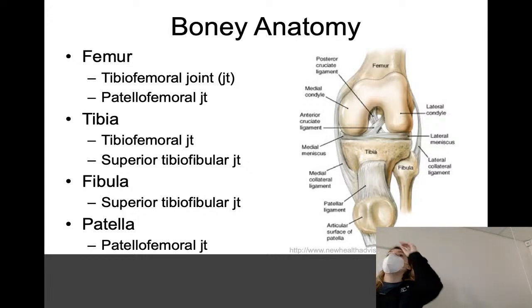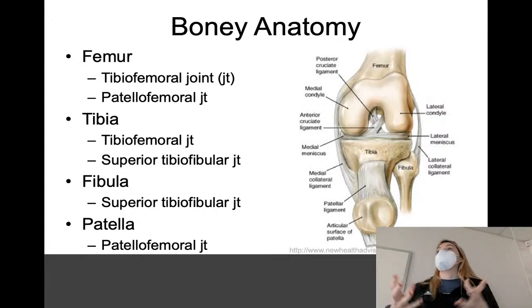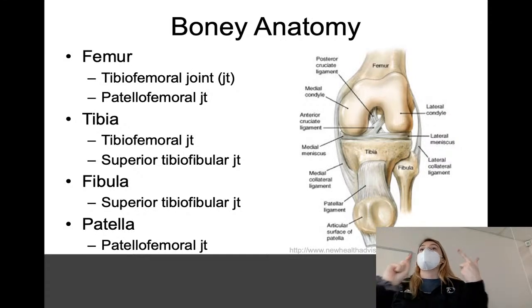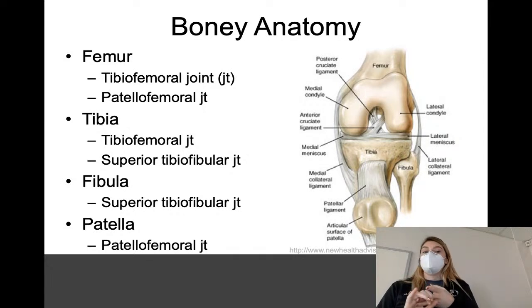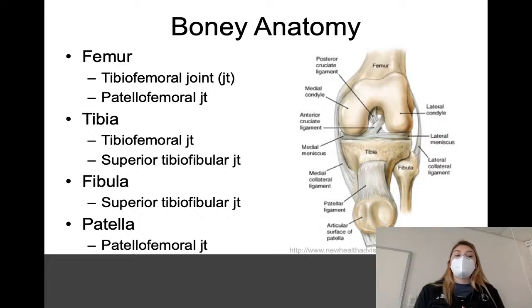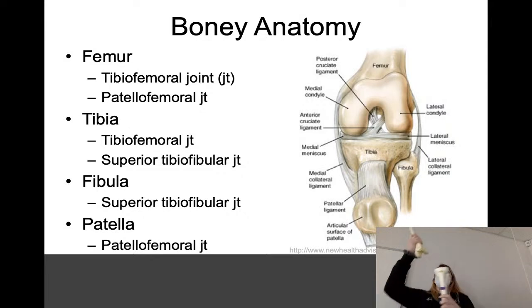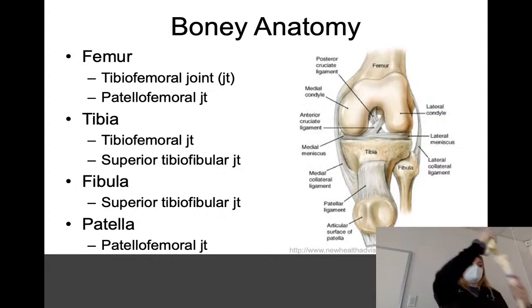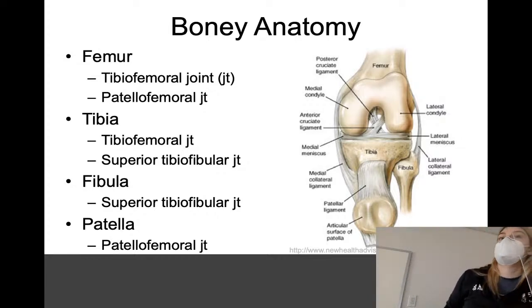Looking at bony anatomy, specifically what joints are going to be involved, we're going to have our femur, our tibia, and our fibula. We already know our tibia and our fibula, and then we're also going to add in our patella. Our femur is our thigh bone. So this is our knee. We have our femur, our thigh bone, our tibia, our fibula, and our patella, which is our kneecap. All of those make up the knee joint.